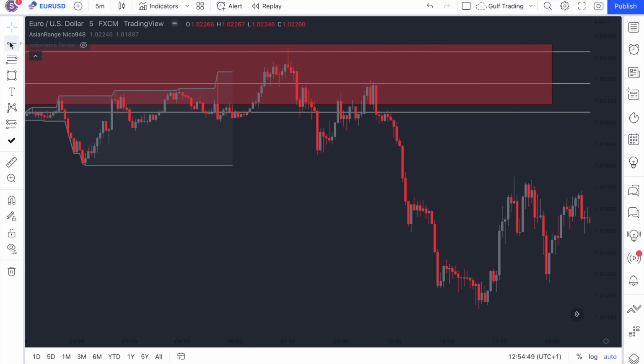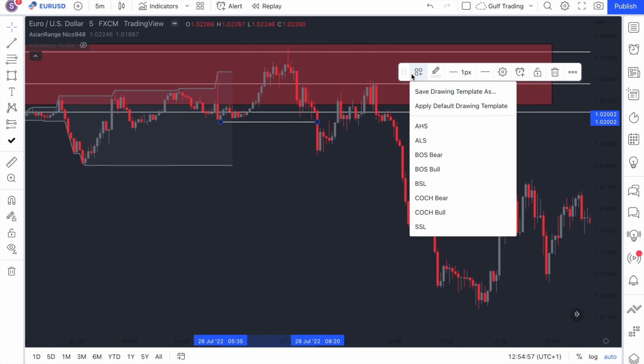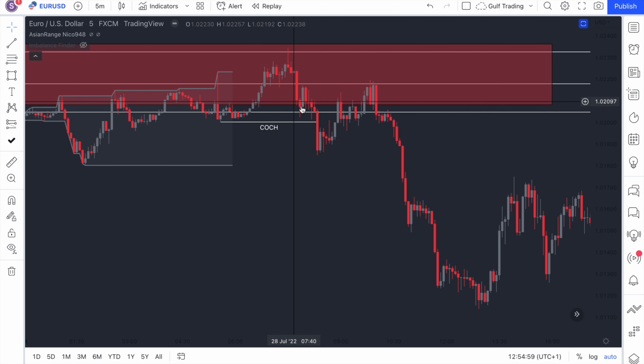And then what we had is new structure formed here, which was broken here. So you've got broken structure or change of character here, whatever you want to call it. So now we're looking to go bearish. What you can see is some imbalance left behind by this candle, which is what I saw, and then a nice supply zone left behind here.